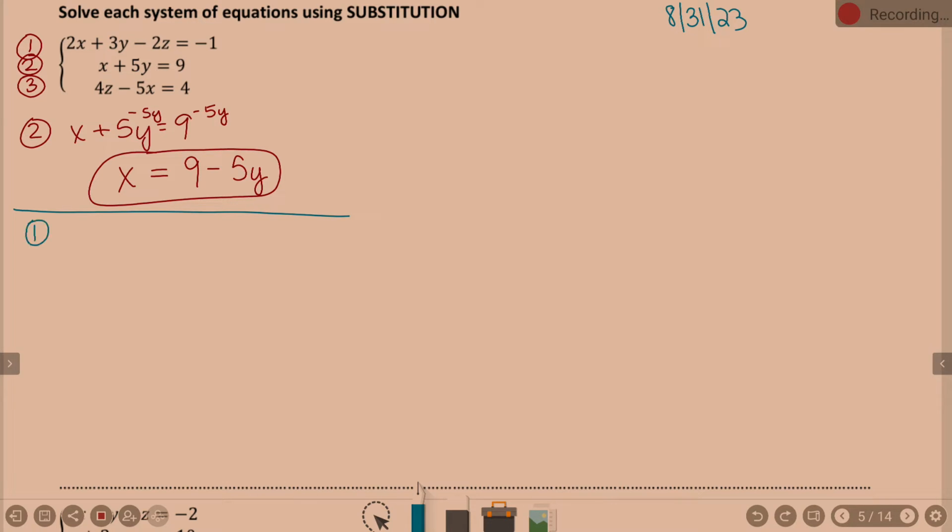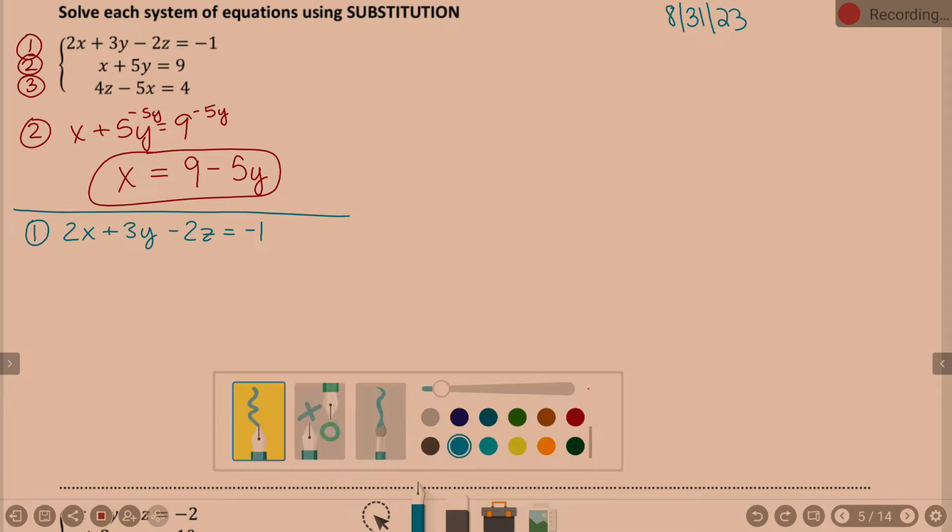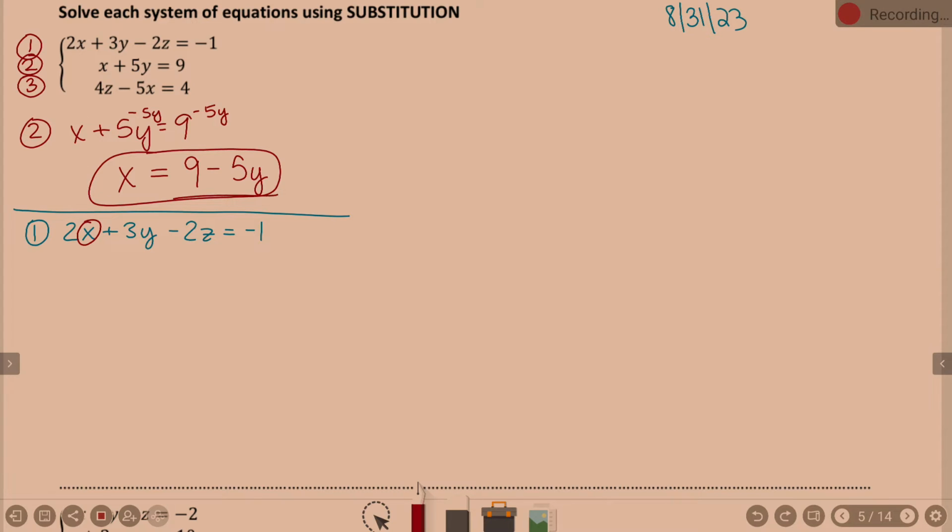So if I start with equation 1, which is 2x plus 3y minus 2z equals negative 1, every place I see x, we're going to replace it with 9 minus 5y. So I'm going to have 2 times x, so 2 times 9 minus 5y. Keep the rest of the equation: plus 3y minus 2z equals negative 1.